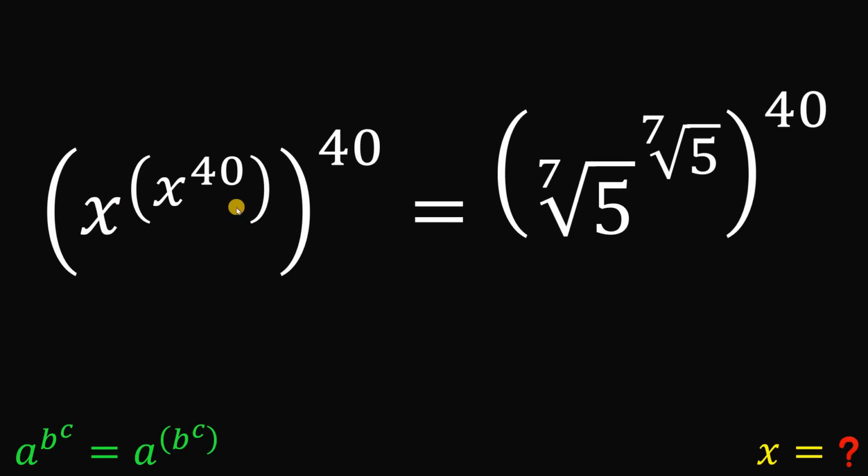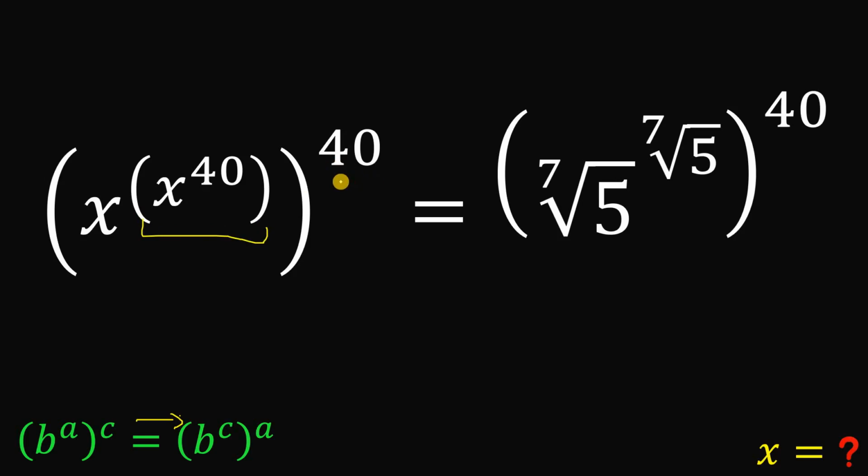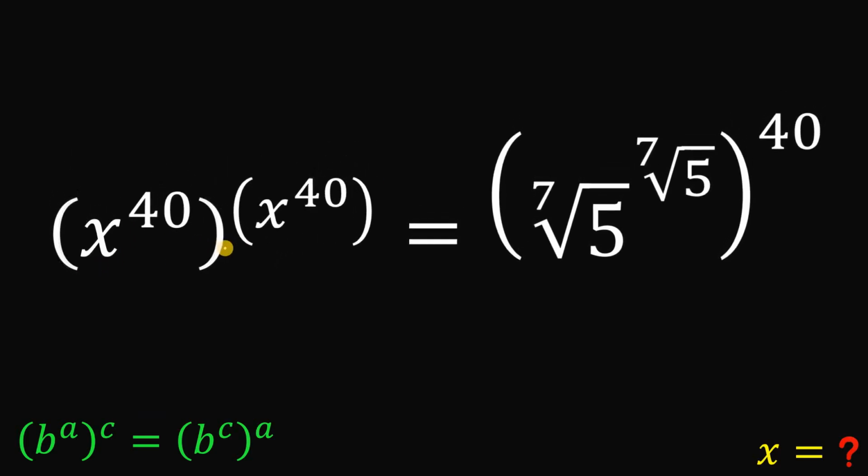Another law of exponents says that if we have b raised to the power of a raised to the power of c, we can rewrite this as b raised to the power of c raised to the power of a, or we can interchange the exponents right over here. If we do that, we get x raised to the power of 40 raised to the power of x raised to the power of 40. Alright.